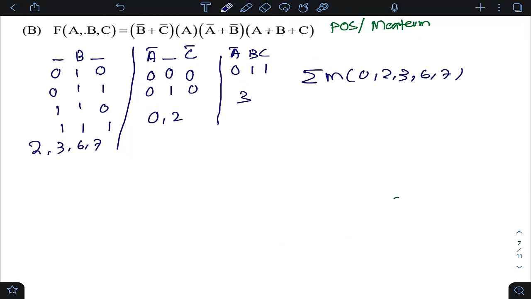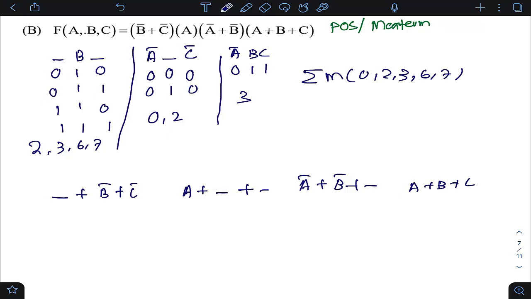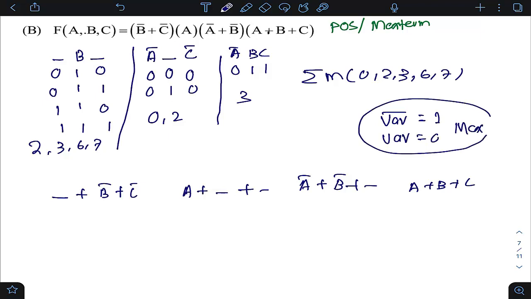So here you see, students, you have A missing, you have B bar plus C bar. Next, you have A present, B missing, C missing. Next, you have A bar plus B bar, so C missing. And at the end, you have all A, B, and C. So in max term notation, variable bar is taken as 1, variable is taken as 0. In max terms, this is the pattern.